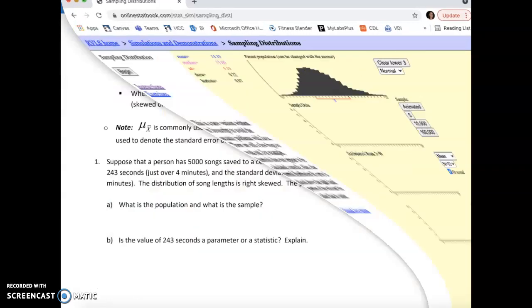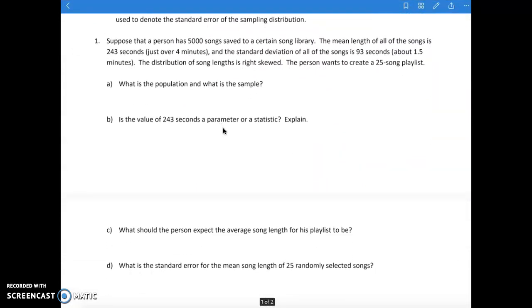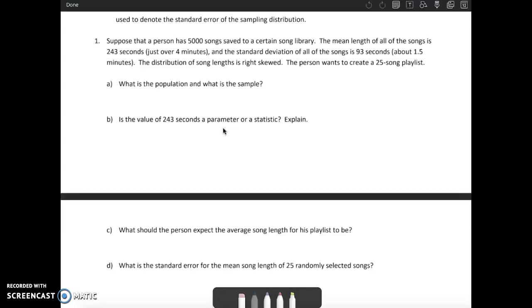So let's go ahead and look back at our note sheet. Here's our example. Suppose a person has 5,000 songs saved to some song library on their computer or on their phone. The mean length of all of the songs is 243 seconds, which is just over 4 minutes. The standard deviation of all of the songs is 93 seconds, which is about 1.5 minutes. The distribution of song lengths is right skewed. And the person wants to create a 25 song playlist.